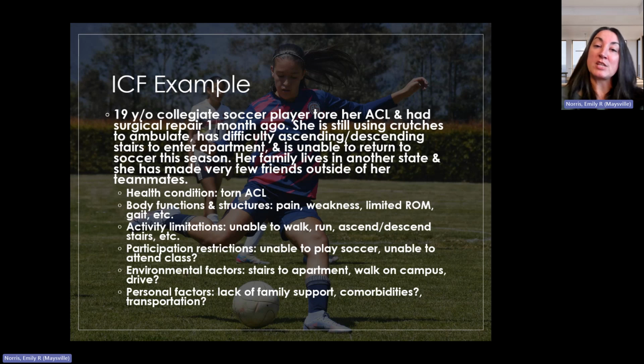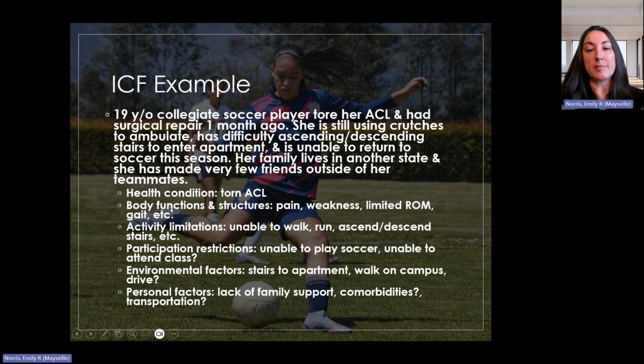So when you're looking at her as a whole person rather than her coming into your clinic and you just seeing a knee and just treating a knee, you start thinking, okay, we really need to help her get more independent with these crutches so she can get up her stairs, or we need to help her find some caregiver support and maybe show her some resources that she has available to her through her college or whatever. And so one way of looking at her as more of a person, not just a knee, is by looking at every category, determining what is her health condition. It's a torn ACL.